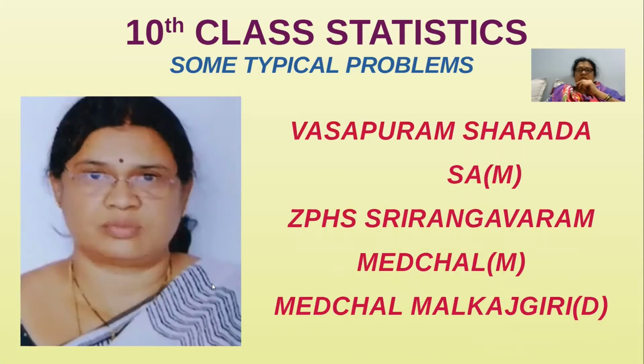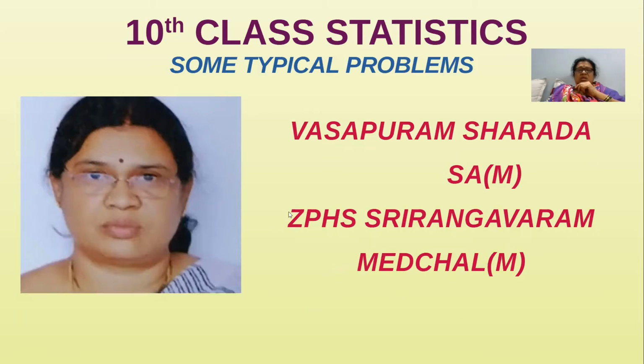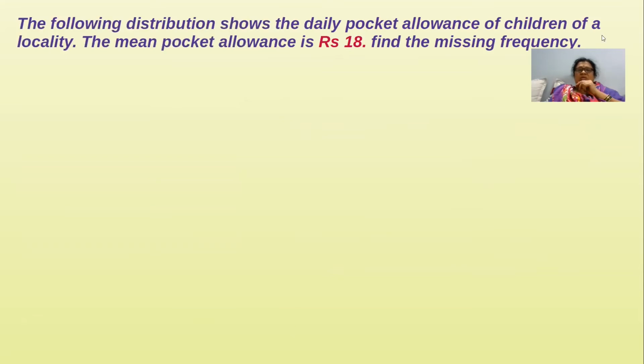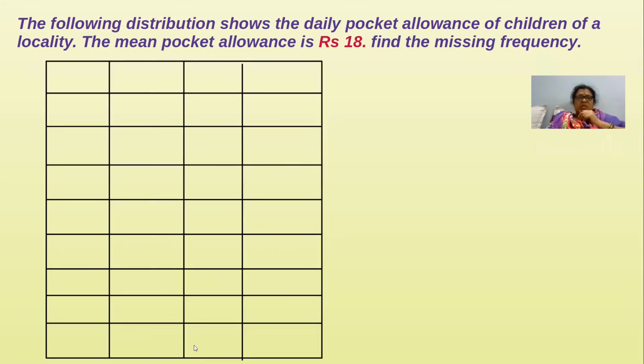Today we will discuss some of the typical problems in statistics. So look at this problem. The following distribution table shows the daily pocket allowance of children of a locality. The mean pocket allowance is rupees 18. Find the missing frequency.